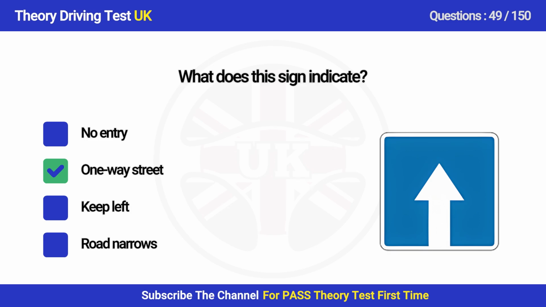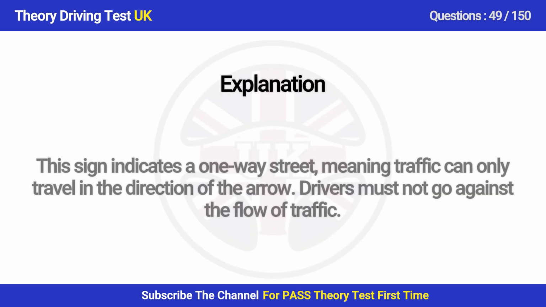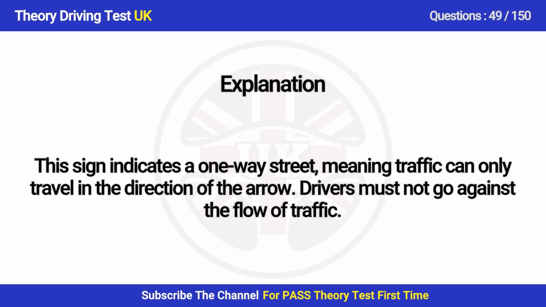Answer is B. One-way street. This sign indicates a one-way street, meaning traffic can only travel in the direction of the arrow. Drivers must not go against the flow of traffic.